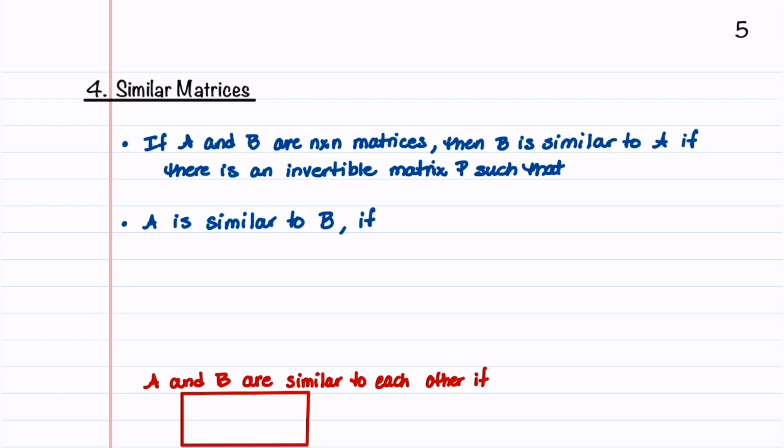Before we learn about diagonalization, we need to talk briefly about similar matrices. If A and B are n by n matrices, then B is similar to A if there is an invertible matrix P, let's underline that, such that B is equal to P inverse times A times P. We say that A is similar to B if B is similar to A.